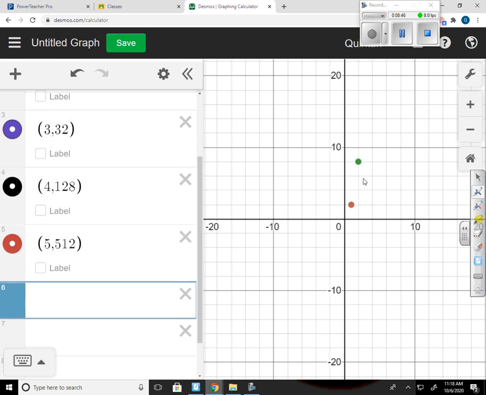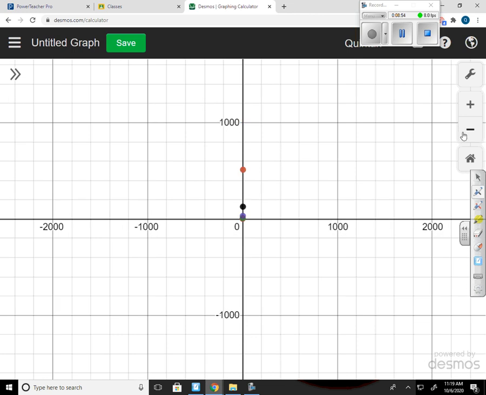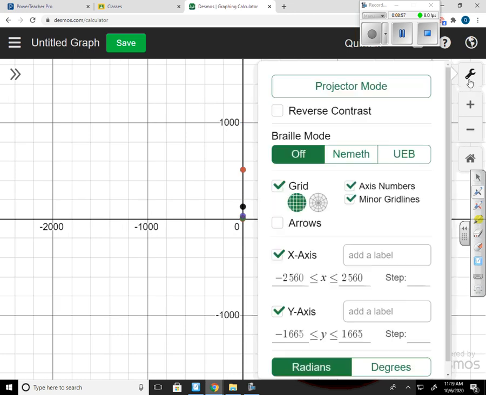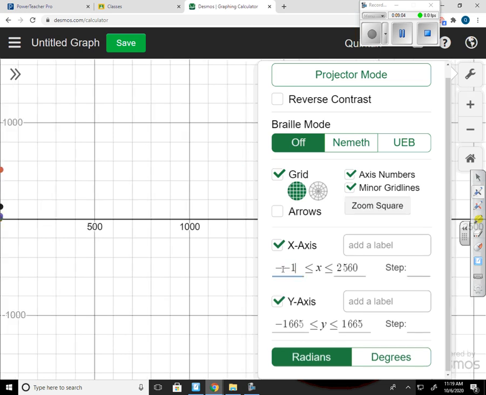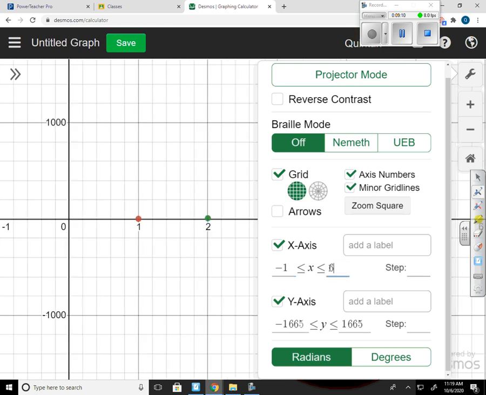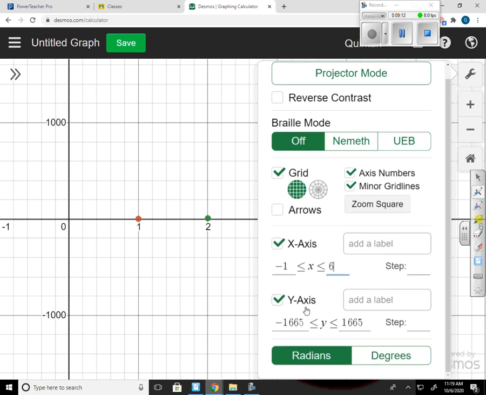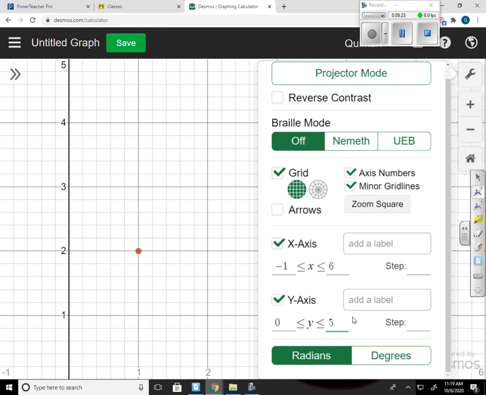Now I can't see very much of this because our graph gets so high so fast. It jumps to 32. If I zoom out, it's not going to do a whole lot for me. So why don't we click the tools button? We'll set our x-axis from negative 1 to, we found the 5th term, so let's go up to the 6th term. Our y-axis, we don't need any negatives, so we can start at 0. And it went up to 512, so let's go to 530.